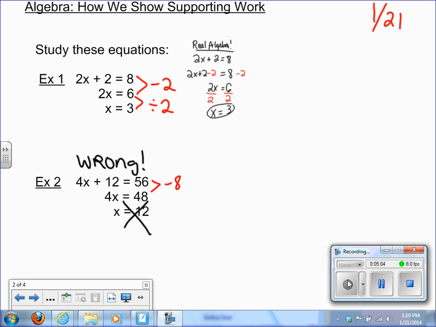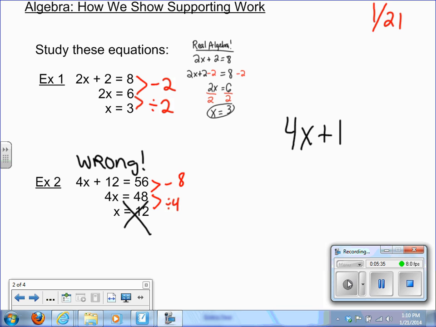Should they have taken away 8? No, they should have taken away how many? 12. Okay, but we had to figure that out. It wasn't like we could just look at their work. And then this was divided by 4, which was correct. But they did the wrong thing right here. So the reason we show algebra is because it helps us know what we should show and in what order. Okay, I'm going to write mine up a little bit, but you can write yours right next to it if you have space there, or however you want. So here's the real algebra.